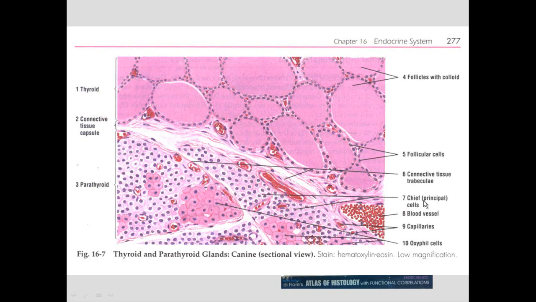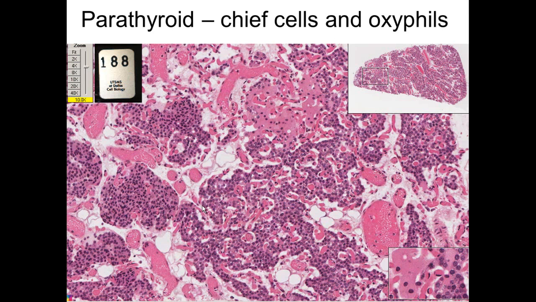The chief cell, the principal cell, is the one that makes the parathyroid hormone. There's also oxyphils, which are another cell type in there. We don't know what it does, but it's an interesting cell that's there. Here we can see the oxyphils right in through there, and then these are the chief cells. And you can see a rich vascular supply around there as well.